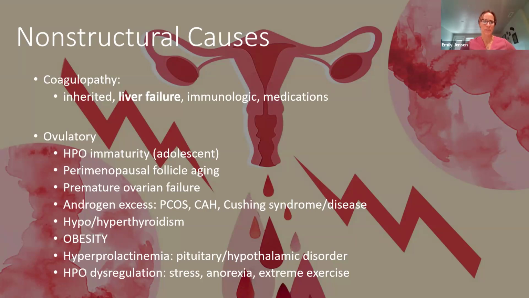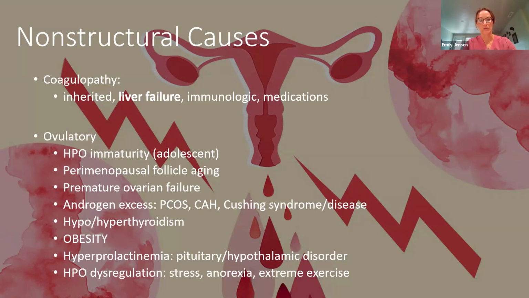But when you get into perimenopausal and menopausal, you're going to have that follicle aging that leads to irregular distribution of that estrogen-progesterone balance that the body needs to have. Then you can have premature ovarian failure and androgen excess through these different etiologies that we can work up as well.